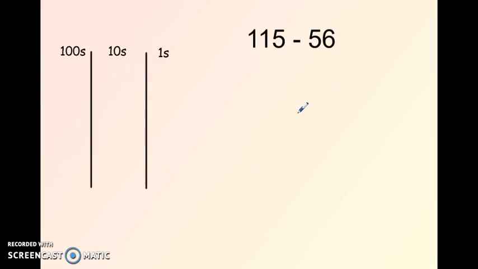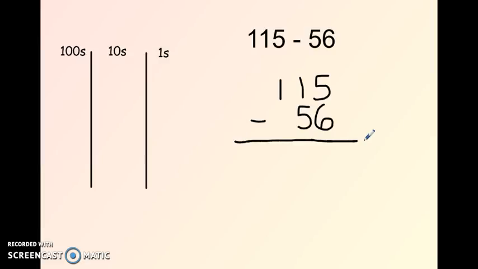Let's take a look at another problem. Here we have 115 minus 56. So again, I'm going to write my problem vertically. I'm going to make sure that when I write 56, I line it up so that the tens is with the tens and the ones is with the ones. Put my minus sign and my equal sign.